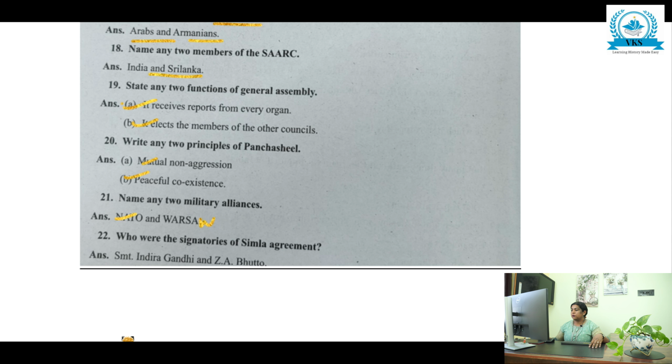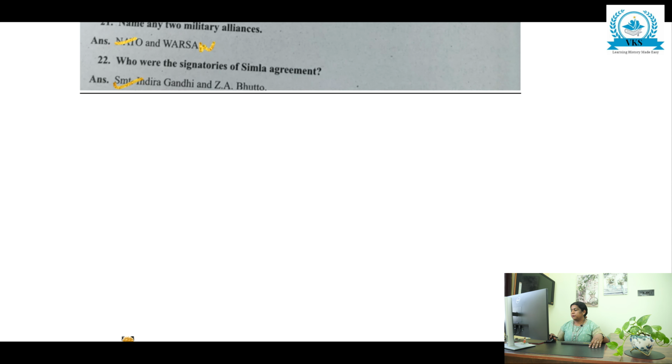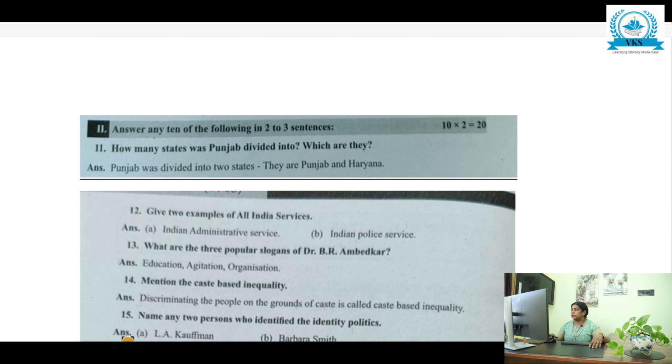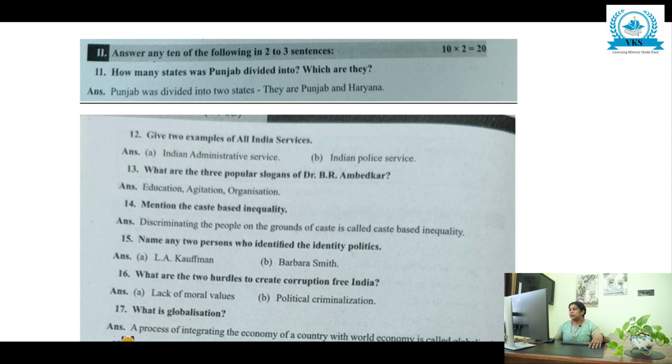Okay. Next, who were the signatories of Simla Agreement? Srimati Indira Gandhi and Z.A. Bhutto. How many states was Punjab divided into? Again repeated, it was divided into two states, Punjab and Haryana. Give two examples of All India Services: Indian Administrative Service, Indian Police Service.